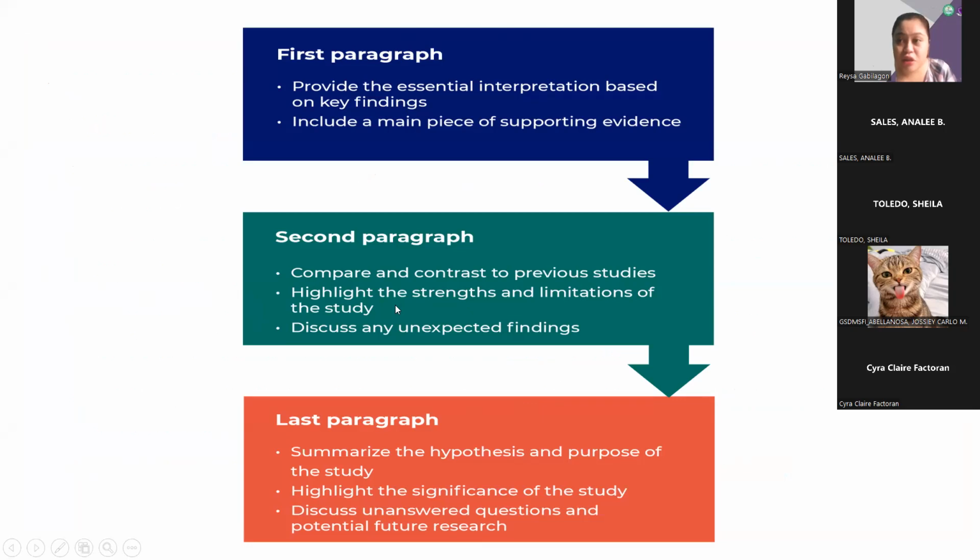I'm not saying na that you should just have 3 paragraphs. No, it's just that this is divided into 3 parts. Sa first part ng inyong discussion section, that is where you highlight the key findings of your study, and you give interpretations. And as you give interpretations, you have to again back it up with supporting evidences from your related literatures. Okay? So you have to arrange that again according to the statement of the problem.